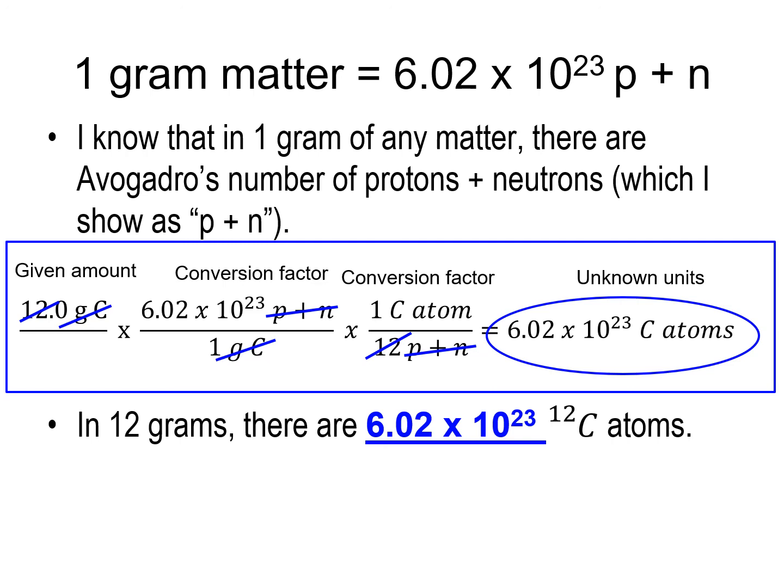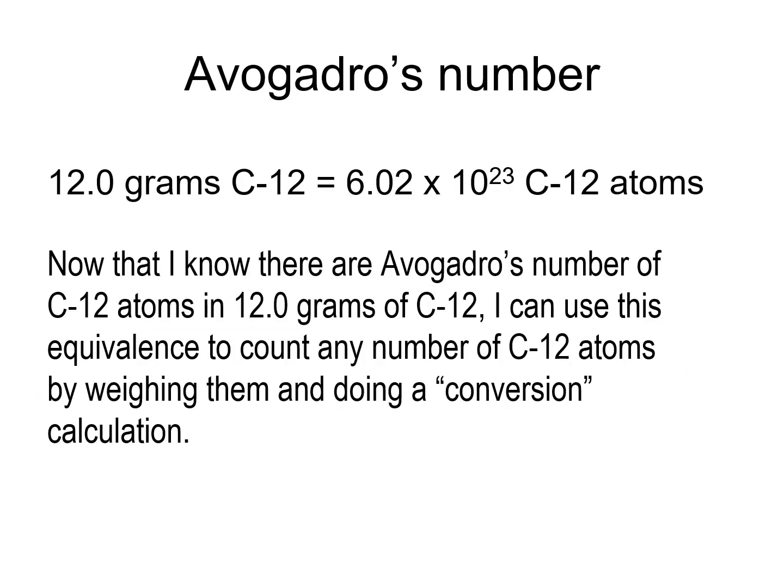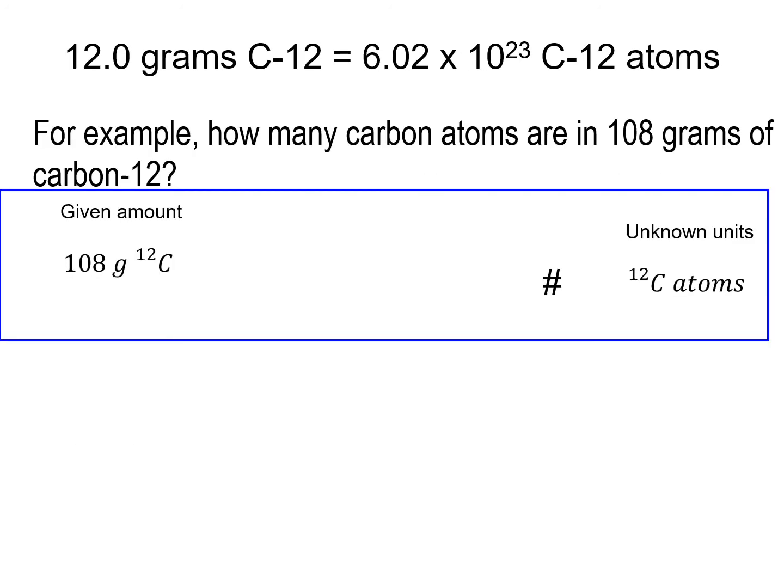That seems like quite a coincidence. Is it? Not really, but it's a useful piece of information because now I can use this equivalence. Anytime you find an equivalence, you can use it in your next conversion problem if you find it helpful. What if you were given this problem? What if I had 108 grams of carbon-12? Now how many carbon atoms do I have?